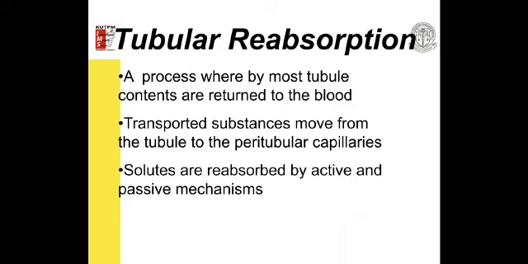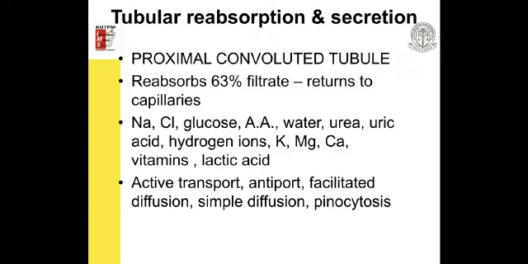The next process involved in urine formation is tubular reabsorption, a process where most tubule contents are returned to the blood. That's the peritubular capillaries and the cortical nephrons. The transported substance is moved from the tubule to the peritubular capillaries. The solutes are reabsorbed by active or passive transport mechanisms. So how do we go about this? The proximal convoluted tubule reabsorbs almost 63 to 65% of the filtrate, and it returns back to the capillaries.